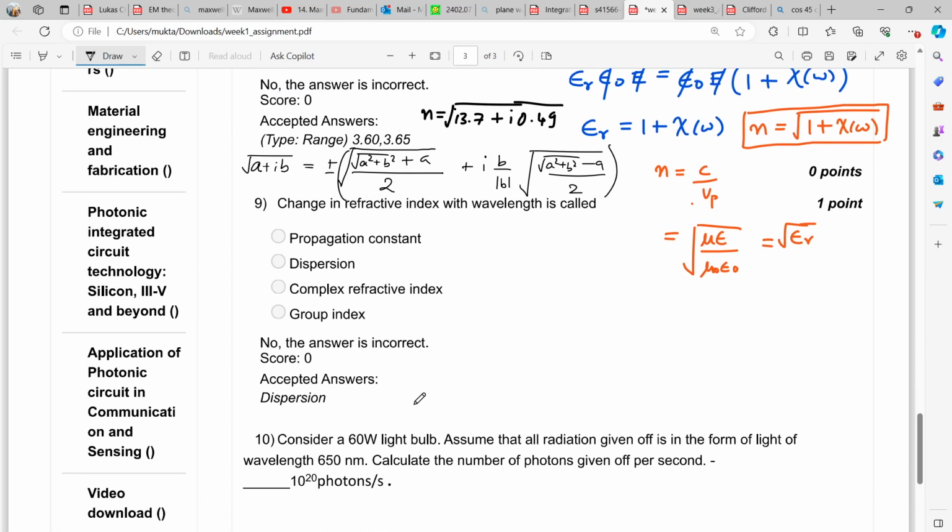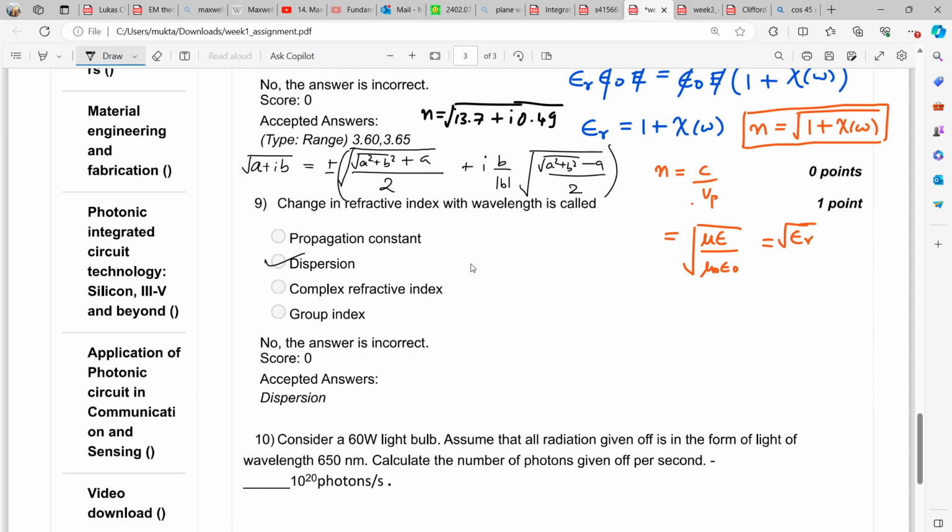Okay. Change in refractive index with wavelength is called, by definition, dispersion. What do we mean by change in refractive index? It means that different wavelengths of light, or different frequencies of light, are traveling with different speeds in the same medium. So that results in dispersion.